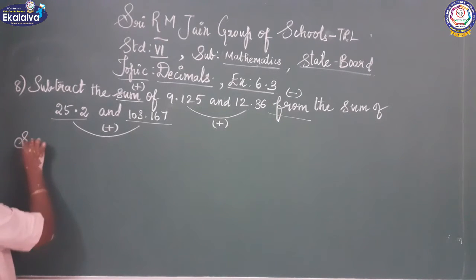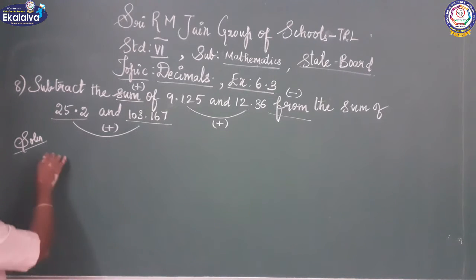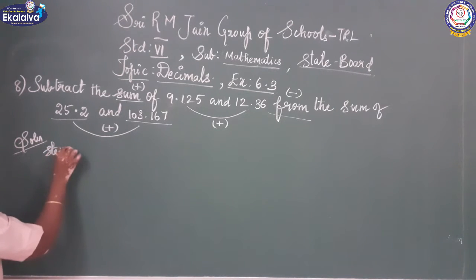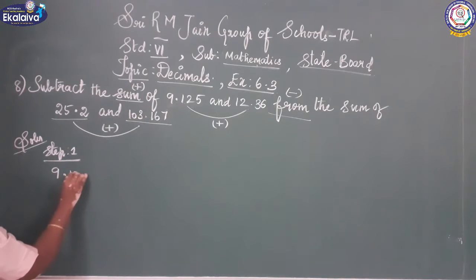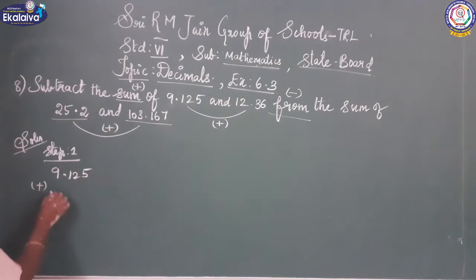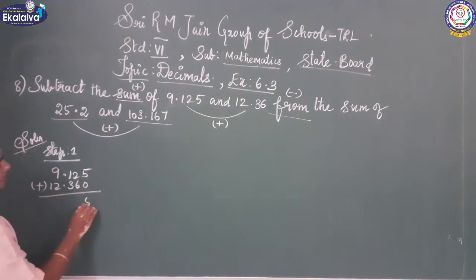Listen children, now I am going to write the solution for this. Clear? Step 1. What is the sum here? 9.125 plus 12.36. Okay, arrange in the decimal. See, this is unlike decimal. Now I am going to change this into like decimal. So for that, put 0 here. Now I can add this.